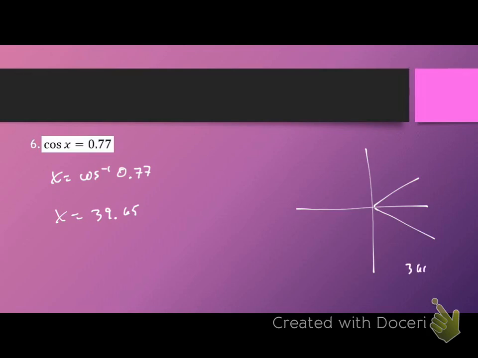So this is our 360 minus our distance. This is just our distance. So our distance is 39.65 degrees. That's one of our answers. To get the other one, I got to take 360 minus the 39.65. And we get 320.354. Okay, is that making some sense? Hopefully.